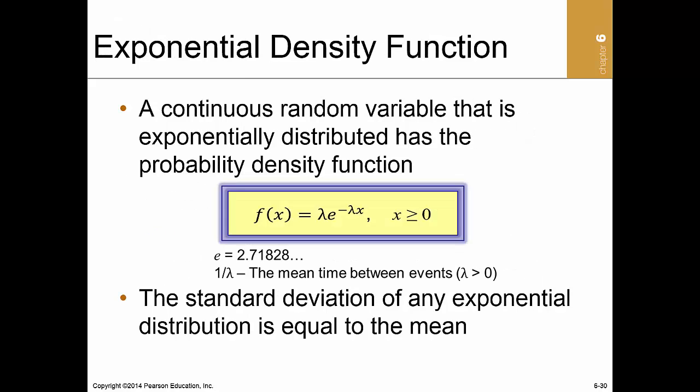This equation shows the probability density function for the exponential distribution. Note, the parameter that defines the exponential distribution is lambda. You should recall from Chapter 5 that lambda is the mean value for the Poisson distribution. If the number of occurrences per time period is known to be Poisson distributed with a mean of lambda, then the time between occurrences will be exponentially distributed with a mean time of 1 divided by lambda. It's simply the inverse of lambda.